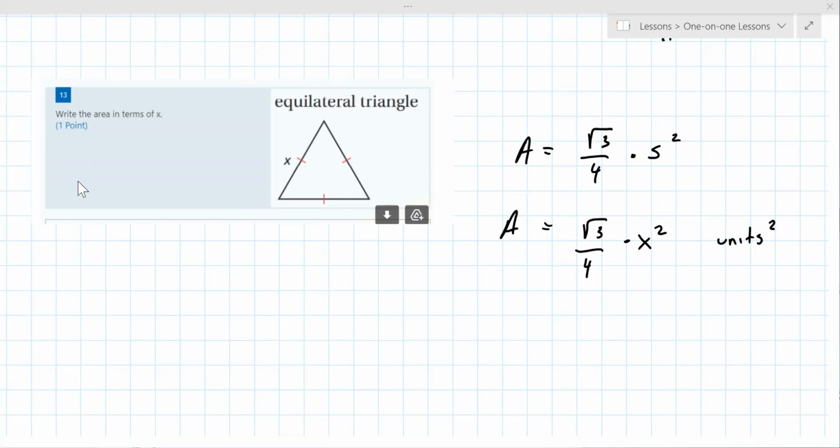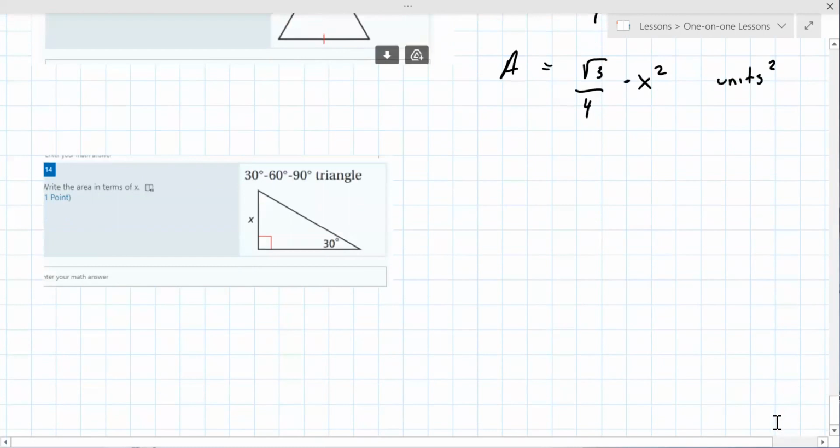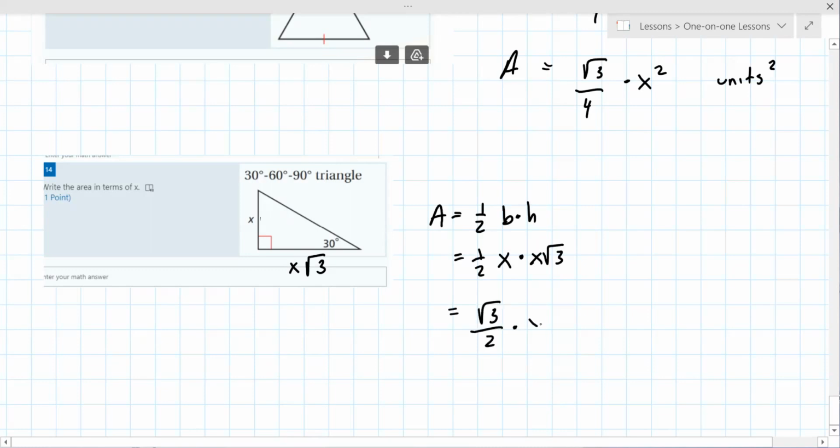14. Okay, find the area in terms of x. So this is the short leg over here. So the long leg is x square root of 3. You take x and you multiply by the square root of 3. The area is 1/2 base times height. It doesn't matter which one's the base and which one's the height. You're going to multiply them together. You can multiply the x's together, but you can't do anything else. So it becomes square root of 3 over 2 times x squared, and then it's units squared here.